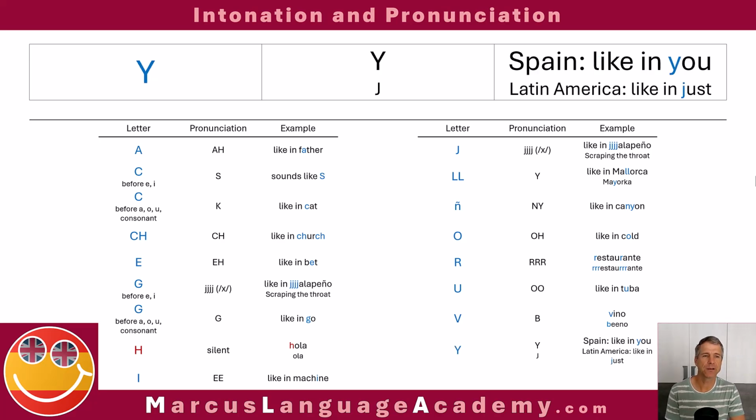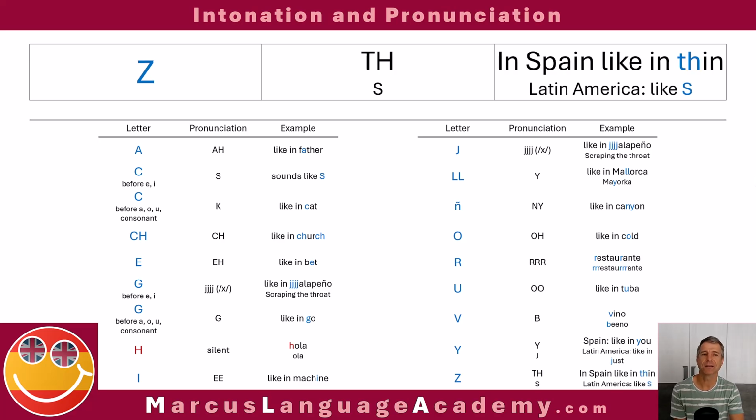The Y, it's like in you, or like in Latin America, like in just, okay? In Latin America, it's a little bit more like the J in just, and in Spain it's more like you. There's a little difference because obviously there are different accents in different countries, so we need to know this. And the C, it's in Spain like in thin. It's like thin, like cerveza. But in Latin America it sounds more like an S, okay?